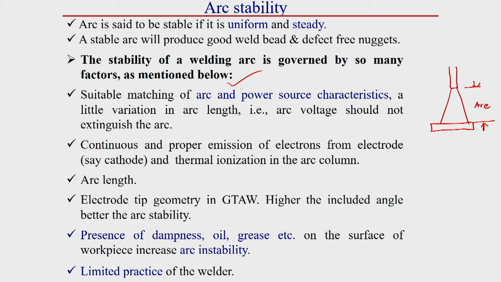So that is the first point. That means to be arc stable, first thing is its arc characteristic and power source characteristic should match properly. Then next point is, once these characteristics are proper, whatever emission and ionization occurs in the arc column region should also be continuous and proper. If emission is continuous and proper through the arc and ionization is also continuous and proper in the arc region, then our arc will be stable enough.